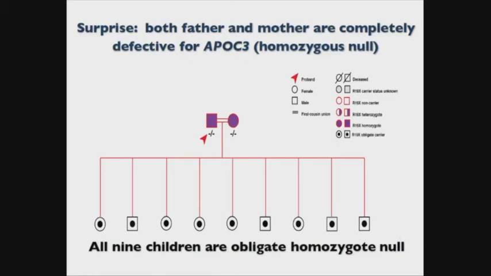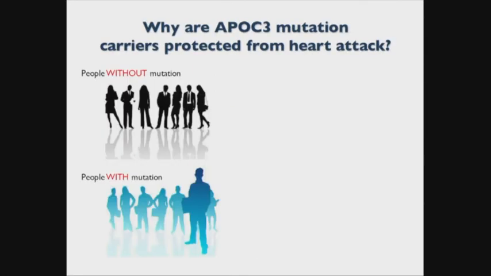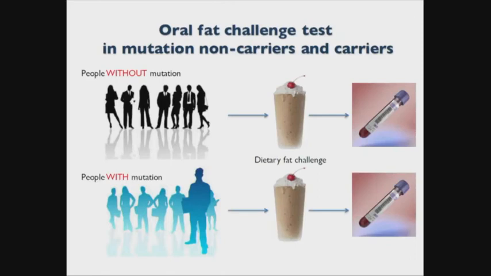We were able to recruit individuals of all 3 genotypes from this family, homozygous null, heterozygous null, and wild type, and to do provocative phenotyping. A lot has been known about apolipoprotein C3 over the years. It's a gene that normally puts a brake on the body's ability to digest dietary fat, so it's a bad actor. We did provocative testing, bringing in individuals homozygous null and without the mutation, and gave them an 80-gram fat challenge.